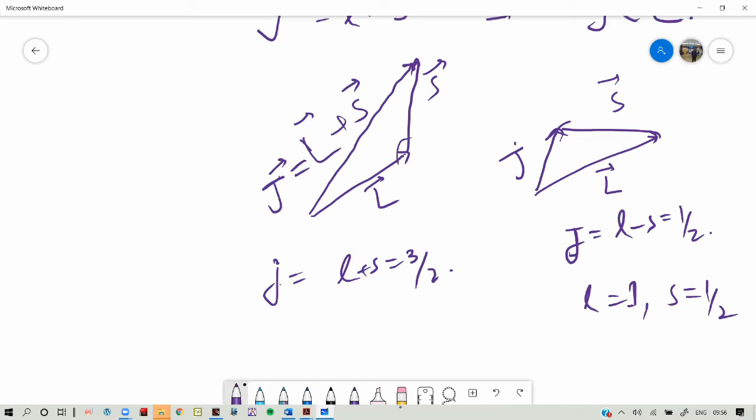This is called LS coupling, simply how we couple the orbital and the spin angular momentum of an electron, of an atom.